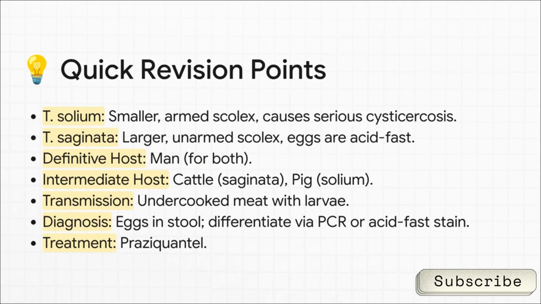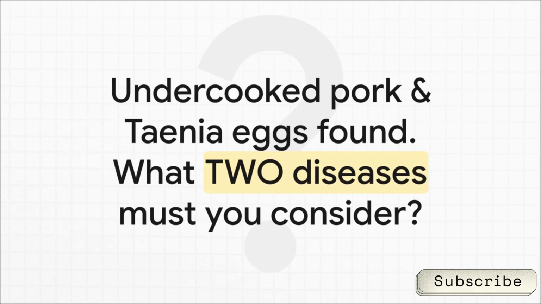Okay, let's do a super quick rapid-fire revision. For Solium, just think S. It's the smaller, scolex-armed worm that causes serious cysticercosis. For Saginata, remember it's the larger beef tapeworm, and its eggs are acid-fast. Know the hosts, know the transmission, the main diagnostic points, and that simple one-drug treatment. You've got this.